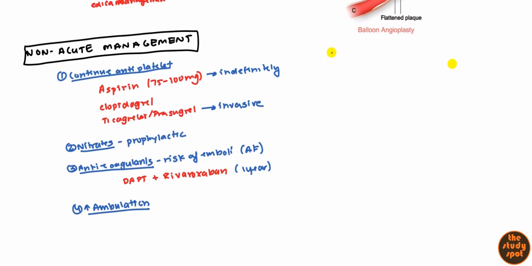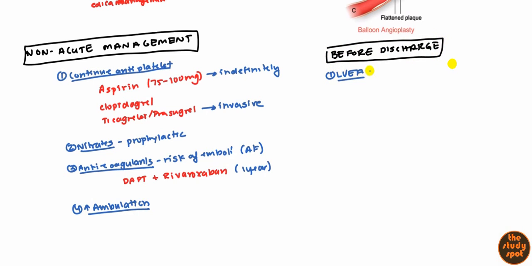Then there are certain things you want to keep in mind before you discharge the patient. Before discharge, there are many things you want to do. First, you want to take a look at the left ventricular ejection fraction. However, this will be low. It takes a few days to actually go back to normal. So if it's low, don't be too worried, but it's a good baseline to get.